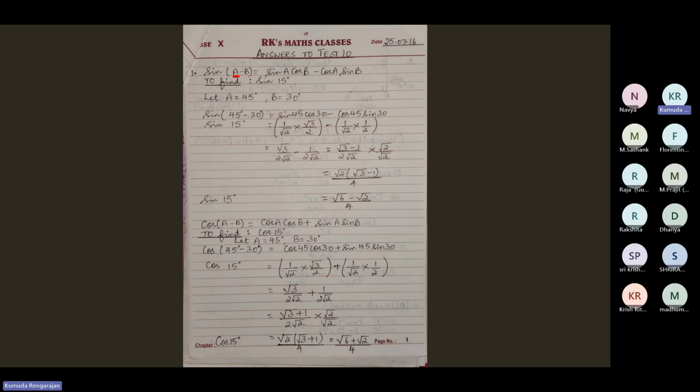So let A be 45 degrees, B be 30 degrees. So now use the values in this formula. Sine of A minus B. So sine of 45 degrees minus 30 degrees is equal to sine A, sine 45, cos B, cos 30, minus cos A, cos 45, sine B, sine 30. Now 45 minus 30 is 15. So sine 15 degrees is equal to. So get all these values from the table.